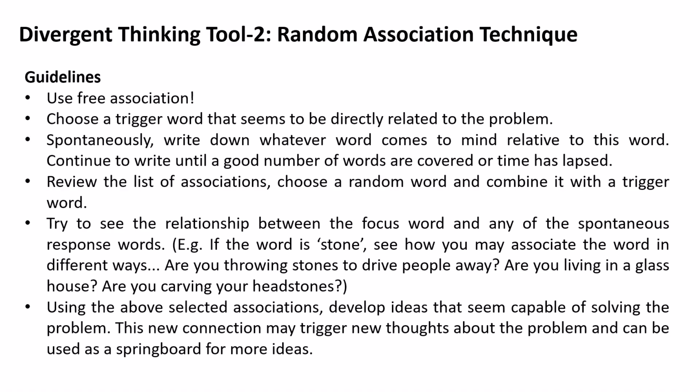What are the guidelines we will use with the random association technique? Use free association, with these simple steps. Choose a trigger word that seems to be directly related to your problem. Spontaneously write down whatever words come to your mind related to that word, and continue writing until a good number of words are covered or your time has elapsed. Using the above suggestions, develop ideas that seem capable of solving the problem. This new connection may trigger new thinking about your problem that can be used for more ideas.